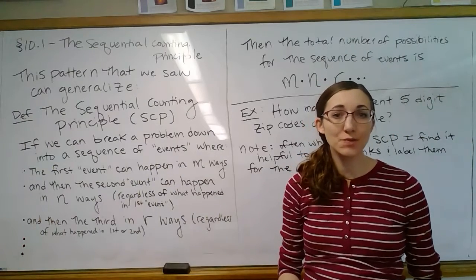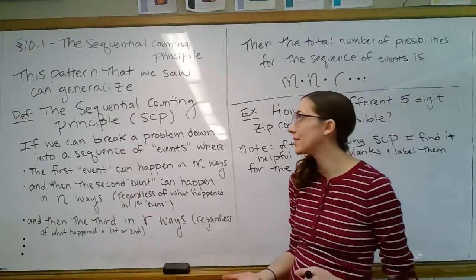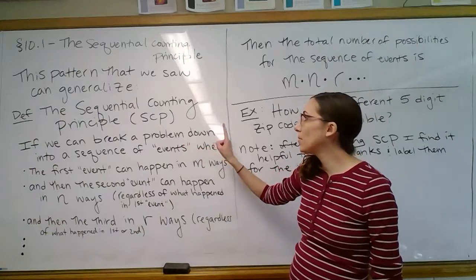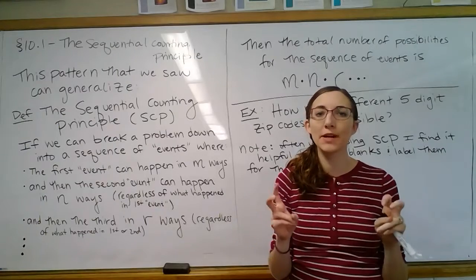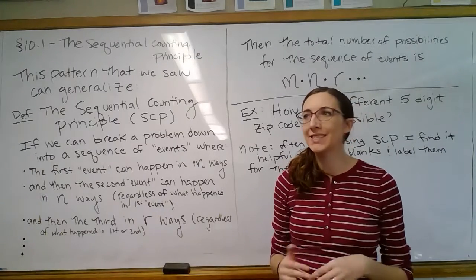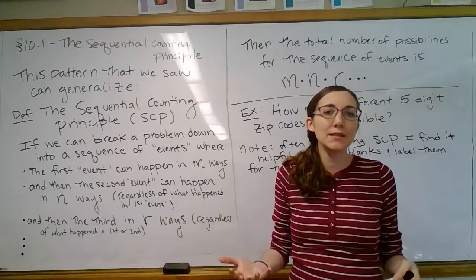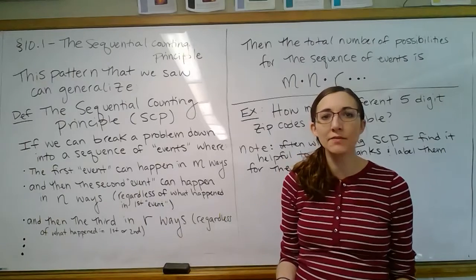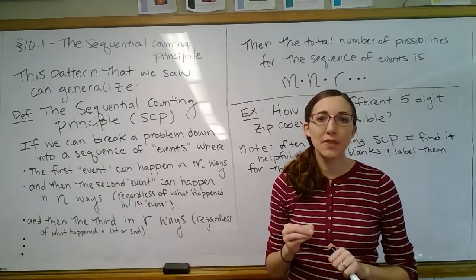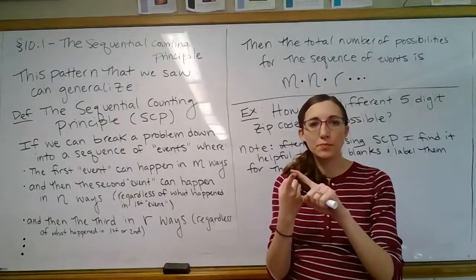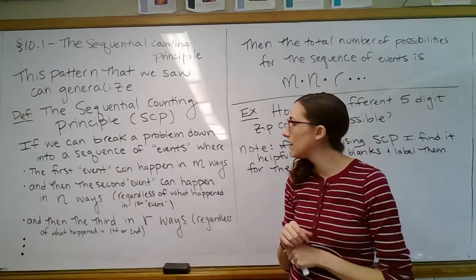So to try and generalize what we just saw in the last video, we've got this pattern where if we can break a problem down into a sequence of events. Now, I keep putting the word events in quotation marks because it can be really, really broad what we consider an event to be. Basically it's a thing, a part, a piece of the problem. If we can break a problem down into a sequence of those events, like what we did in the last one, right? Either pick your salad, pick your entree, pick your dessert, pick a first activity, pick a second activity, things like that.